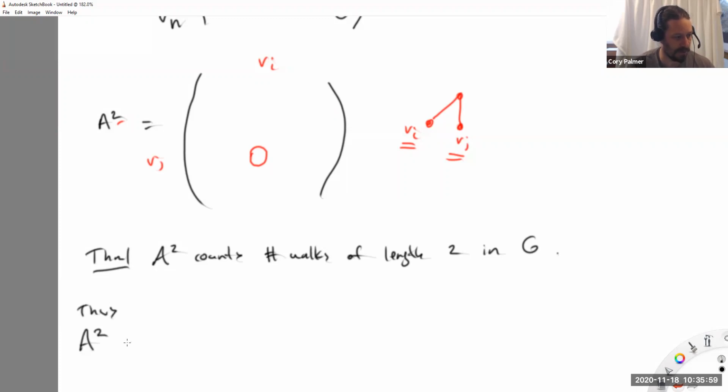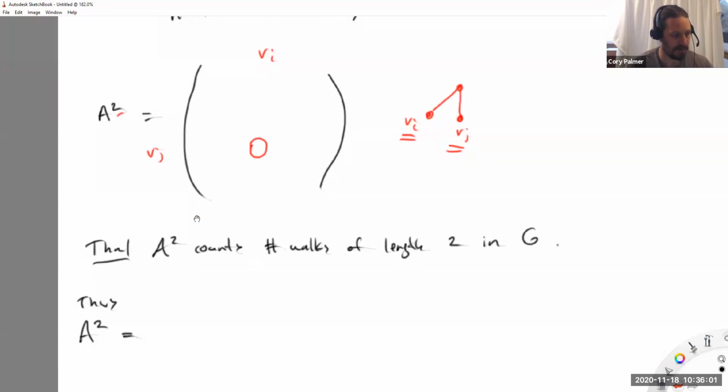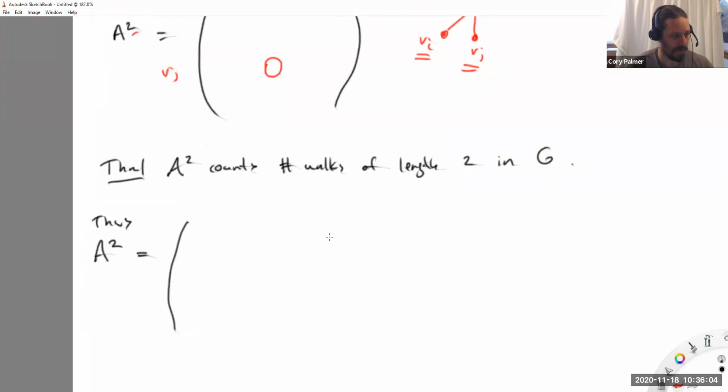So how does our A^2 look? Take any 2 vertices in our graph, vi and vj, with vi not equal to vj. How many walks of length 2 do they have between them? A walk of length 2 is like this. Yes, exactly 1. So it's all ones off the diagonal.